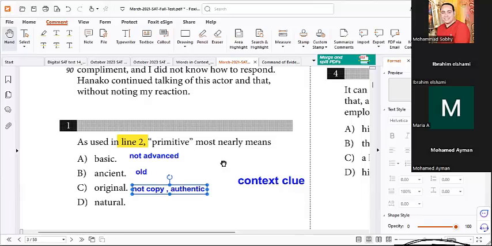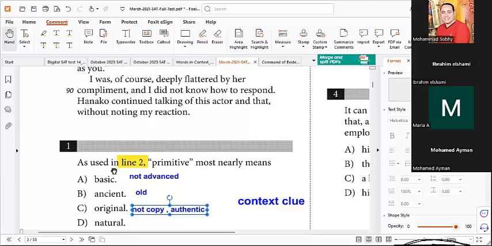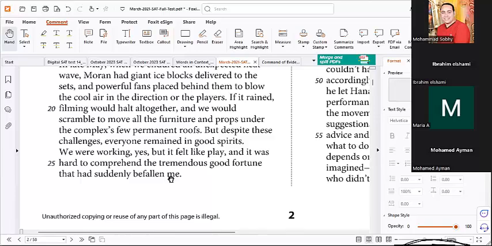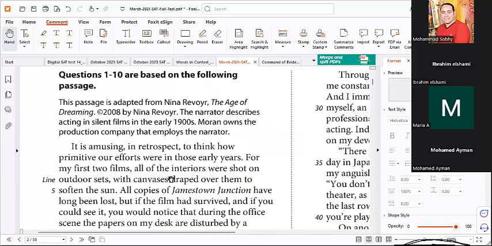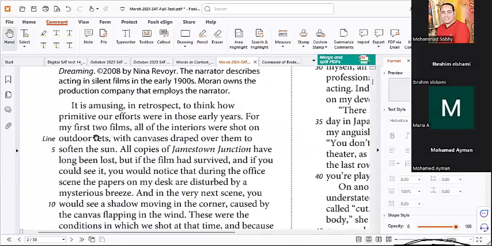Can we go back to line 2 so I can see the context? Excellent. You need to go to the word to see the word in context. Excellent step. So line number 2, let's see "primitive". It's amusing here to think how primitive our efforts were in those early years. Okay. Good job. So you need to see words in their real place, in context.